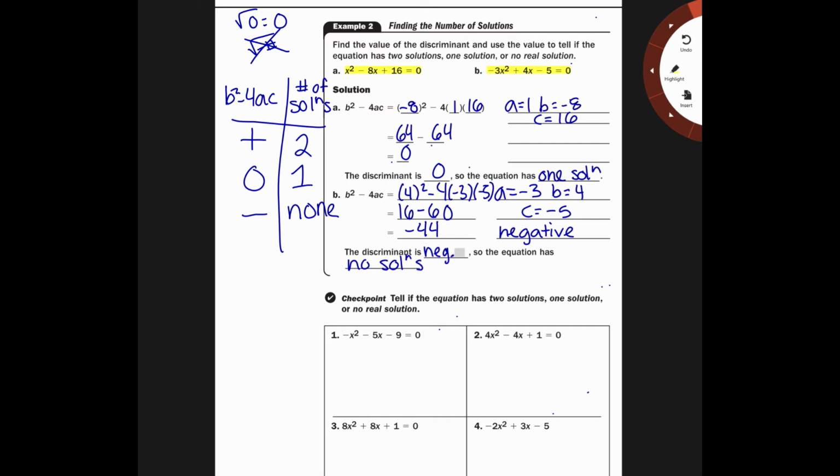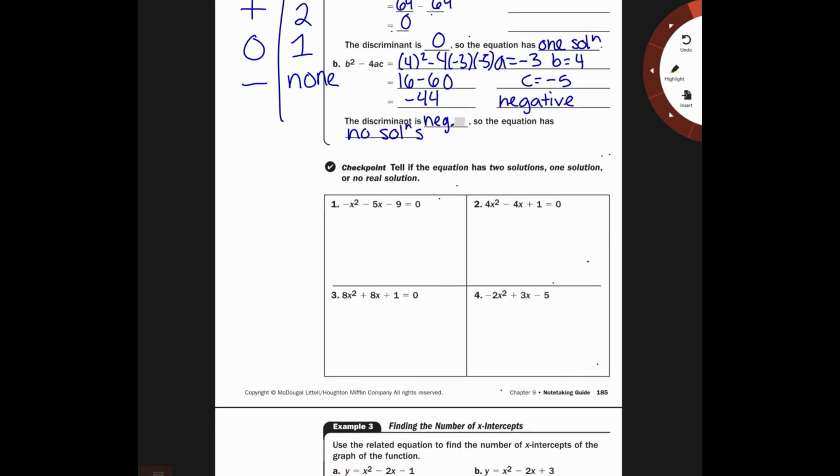Okay. So let's go ahead and try some of these checkpoints. Here I have -x² minus 5x minus 9. The instructions are telling me to just tell if the equation has two solutions, one solution, or no real solutions. If it was telling me to solve it, I would need the whole quadratic formula. If I just want to know how many solutions, I can just plug into the discriminant. So here I have an A of -1, a B of -5, and a C of -9.